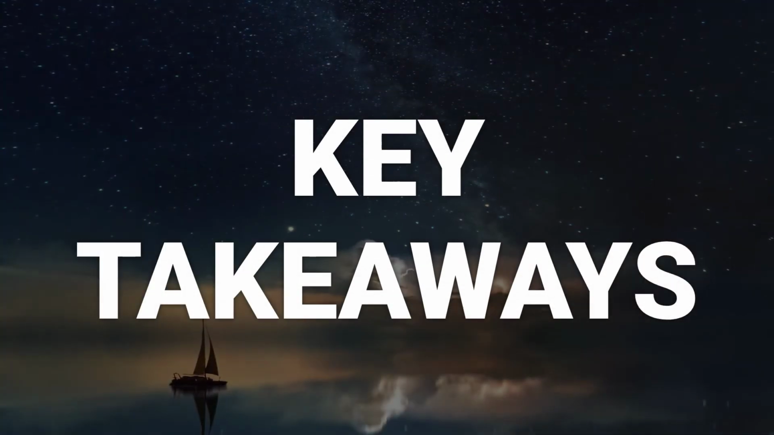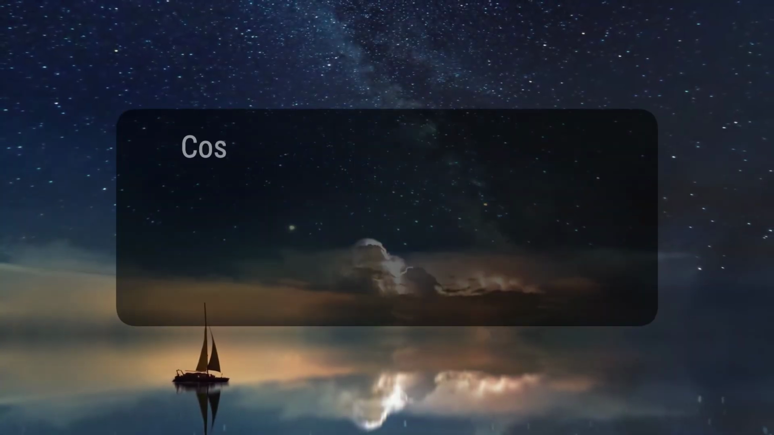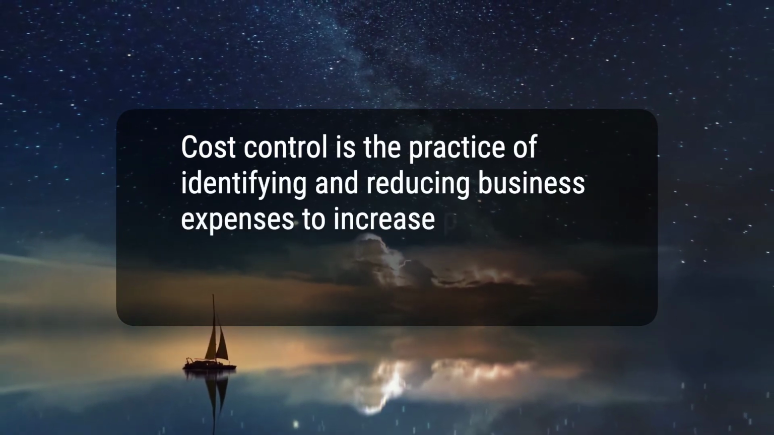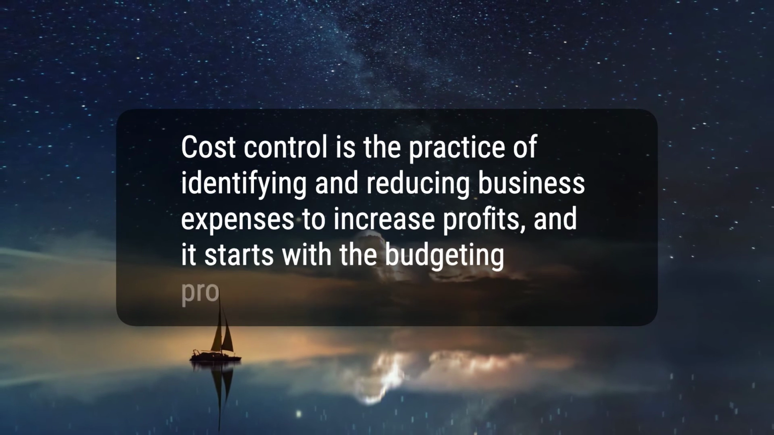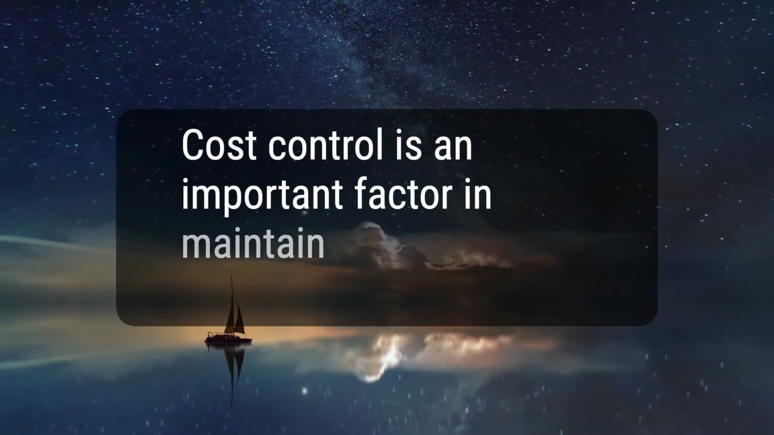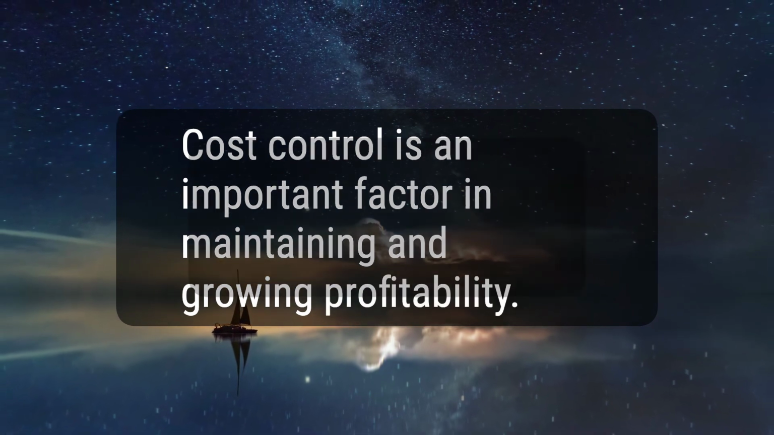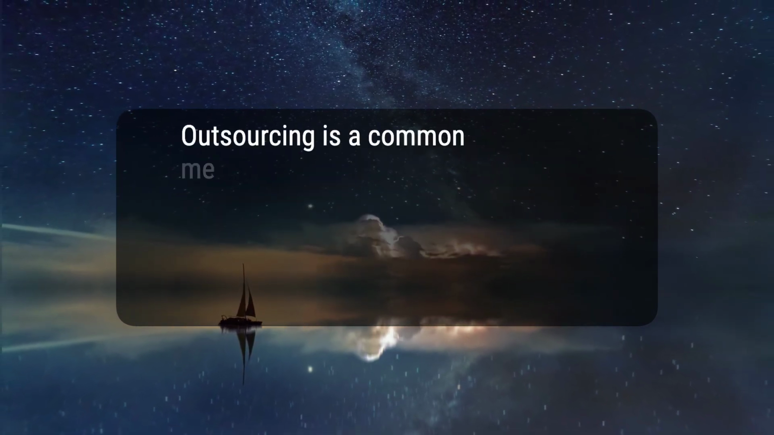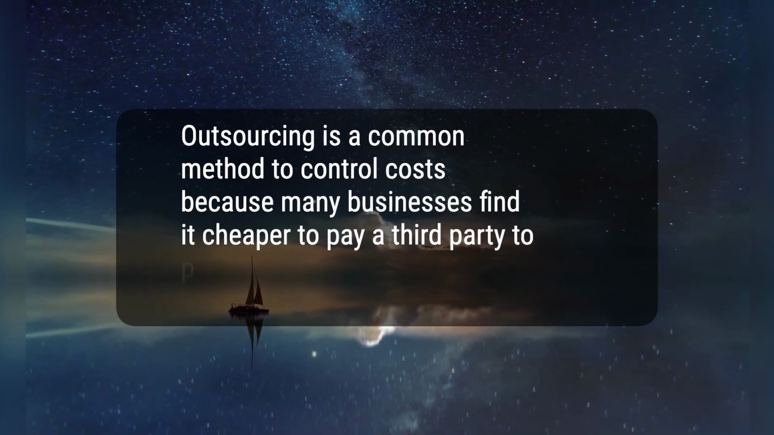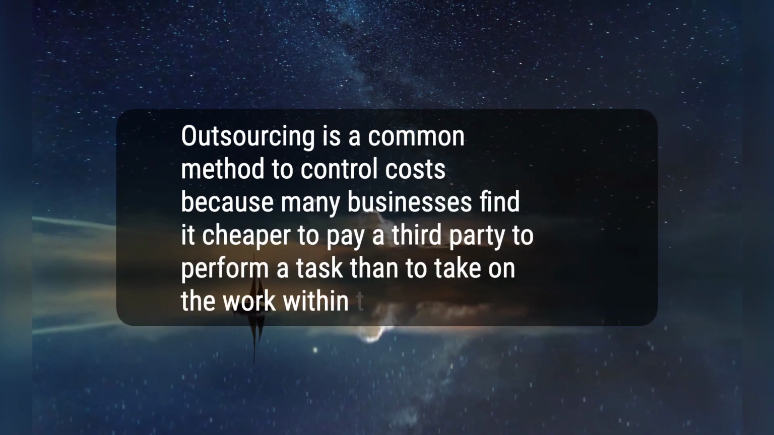Here are 3 key takeaways. 1. Cost control is the practice of identifying and reducing business expenses to increase profits, and it starts with the budgeting process. 2. Cost control is an important factor in maintaining and growing profitability. 3. Outsourcing is a common method to control costs because many businesses find it cheaper to pay a third party to perform a task than to take on the work within the company.